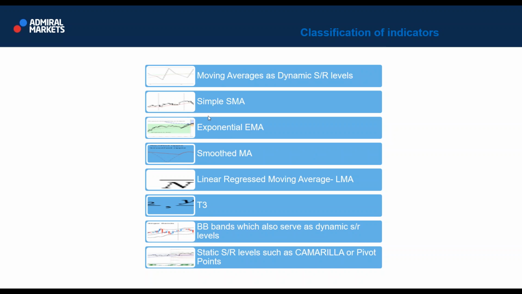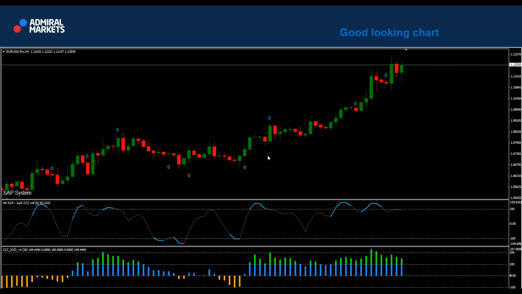Or for me, usually 2 EMAs is enough. They serve as dynamic support and resistance levels. And if you have Bollinger Bands, they can also serve as dynamic support and resistance. Instead, you can use static support and resistance such as Camarilla or pivot points. It's okay. This is a sort of system that looks good.